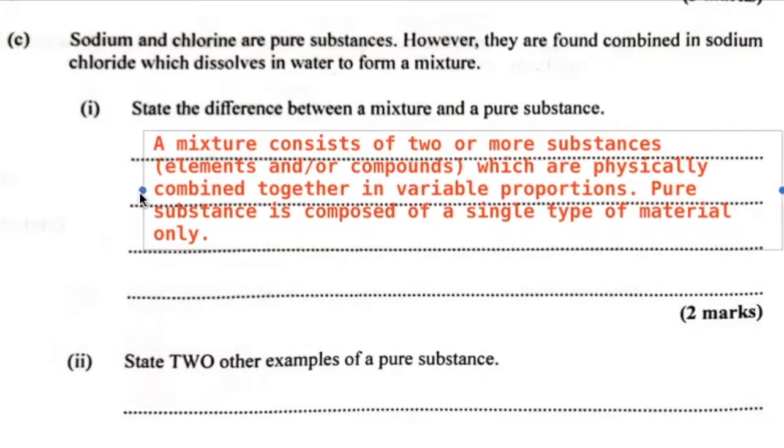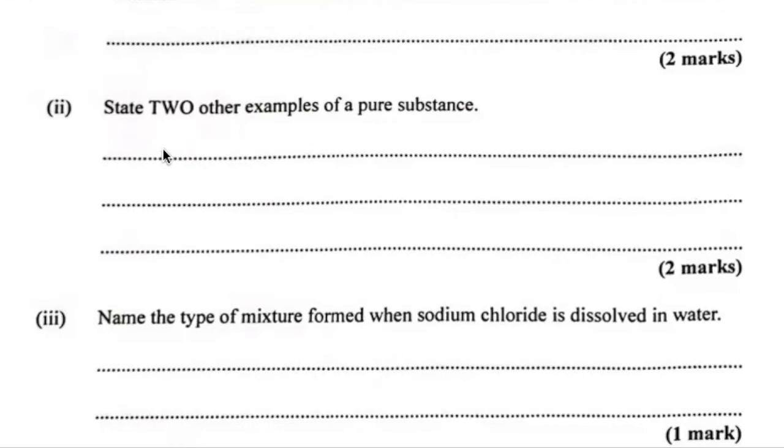So a mixture consists of two or more substances, which can be elements and or compounds, which are physically combined together in variable proportions. It's not a fixed proportion or fixed ratio. A pure substance is composed of a single type of material only. All right, and then we want two other examples of a pure substance.